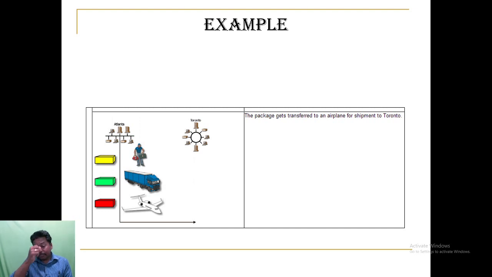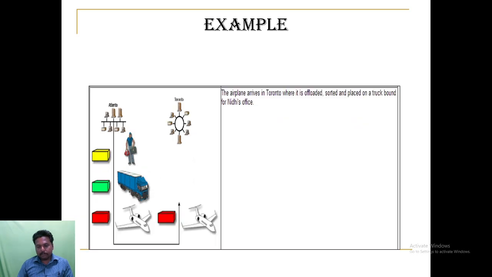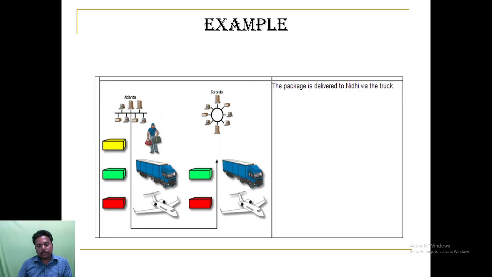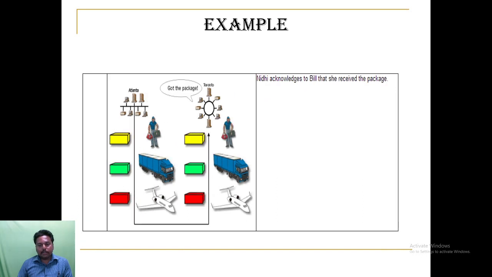So that's the important thing. The communication medium, what is OSI? It's an intermediary. Whether the server sends a request or the client sends a request, that doesn't matter. The request is received and responded to by the receiver or sender. That's the major thing. The airplane arrives in Toronto, where it is offloaded, sorted and placed on a truck bound for Nidhi's office. What is Nidhi's office? It's Toronto. The package is delivered to Nidhi via the truck. Nidhi acknowledges to Rajiv that she received the package.